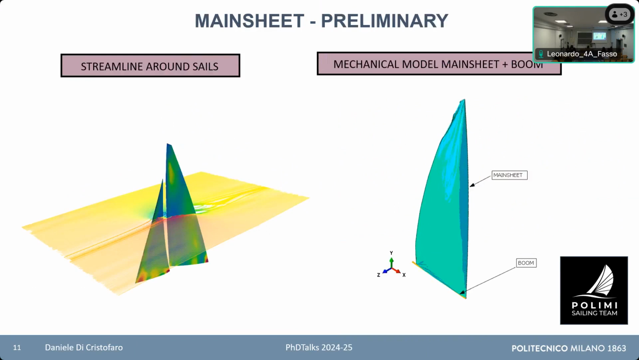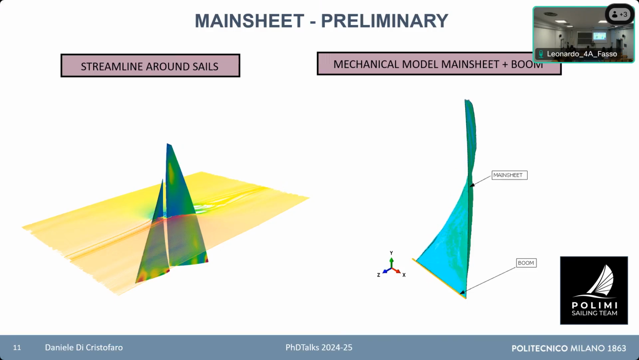The second application is also preliminary, but we are still working on it nowadays with the collaboration of the sailing team. We are simulating the mainsheet deformation. Here you can see two sails, and we impose an inflow, and we can see the streamlines around the sails, and on the sail you see the stresses.